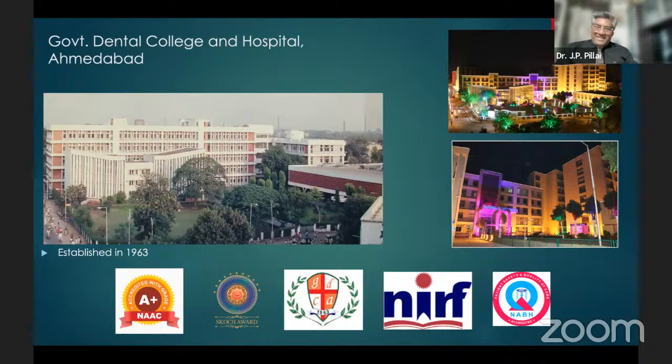It was established in the year 1963. So this is the one which you see, the old building here. There's an old structure, what you see here, and later on it was renovated and modified recently. And to add feathers to its cap, this is the institute with NAAC A plus and also NABH accreditation. One of the few government institutes in India having all these accreditations on the first go. So this is one of the highlights I wanted to mention here. So this is the institute from where I work.